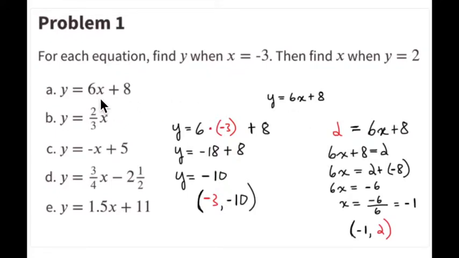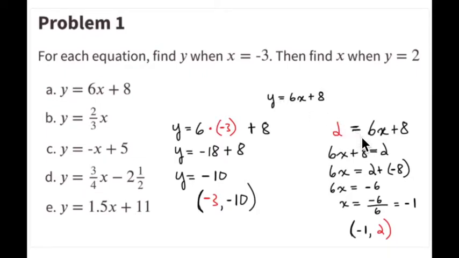And this is equation A right here. y equals 6x plus 8. Use x as -3 and y as 2. So I'm just going to work through it on the left side for solving for y. And this is not too bad. -3 times 6 is -18. -18 plus 8 is a -10. And so on this side, y is equal to -10. So this point, the x-coordinate is -3, the y-coordinate is -10, is a solution for this equation.